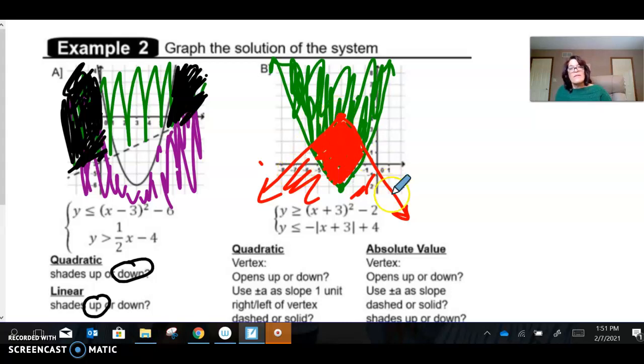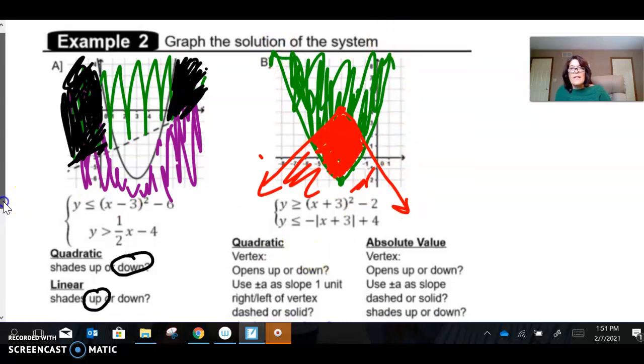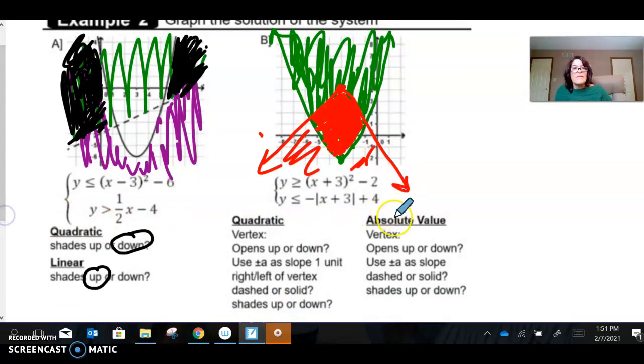Okay, so you have our absolute value graph, we have our parabola, and we shaded in the correct areas, right? The absolute value's vertex was at -3, +4. The quadratic's vertex was at -3, -2.